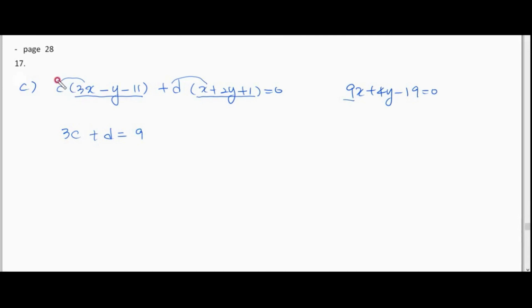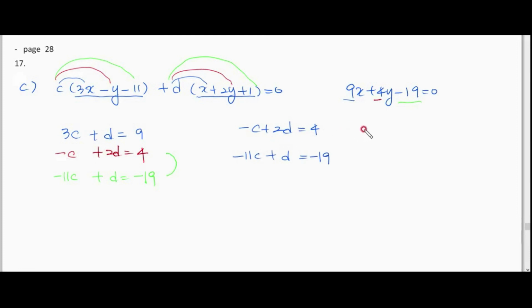And now, let's do c and this y, d and this 2y, to make the 4 right there. So there will be minus c plus 2d, that equals 4. And then finally, let's take the constant in the c, the constant in the d. Then it will be negative 19, so negative 11c plus d, that equals negative 19. So from these three equations, we'll just choose 2 of those and solve them as simultaneous equations. Let's choose these 2, and then I'll write this again, 2d minus 4 equals c. So c is 2d minus 4.